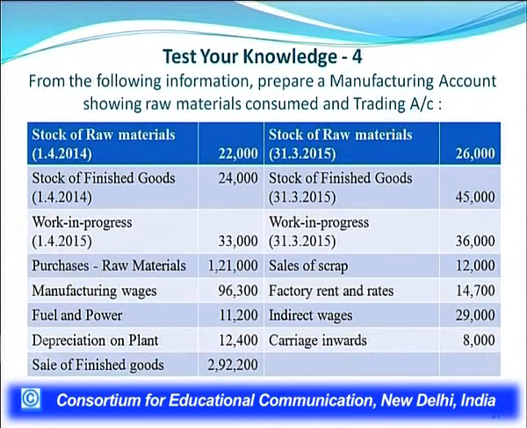Sale of finished goods will be part of the trading account. Stock of raw material will come in the manufacturing account. Stock of finished goods will be shown in the trading account. Work in progress, manufacturing account. Sale of scrap, credit side of the manufacturing account. Factory rent and rates, debit side of the manufacturing account. Indirect wages, debit side of the manufacturing account. Carriage inward, if there is no purchase of finished goods, will come in the manufacturing account.